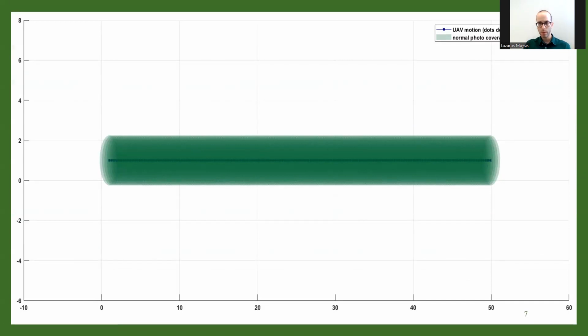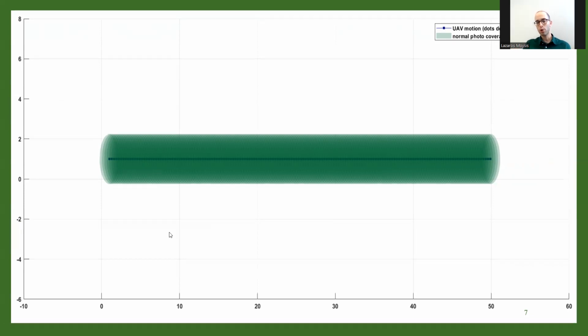The code is in the description. As you see right here, the fixed line is the motion of the UAV, which is fixed, deterministic, and optimal, right? The green areas are the deterministic footprint. In this situation, the camera is fixed and only looks directly under the UAV, right?